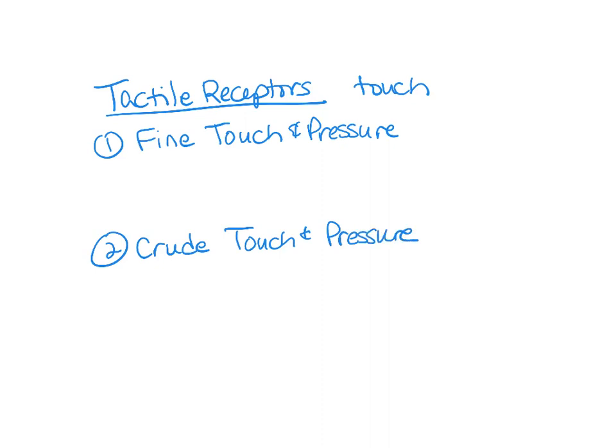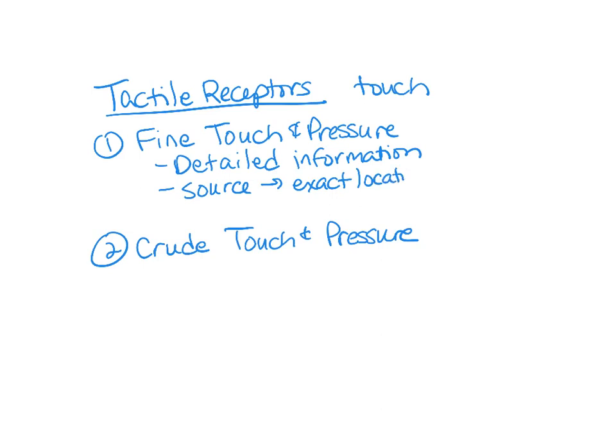Fine touch and pressure receptors provide more detailed information. For example, they can determine information about the source of the stimulation, including things like its exact location. Where did it come from? Where on your body precisely did it come from? Or the shape of the object that was touching your skin, or the size of the object, or maybe the texture of the object, or even is that object moving across your skin?